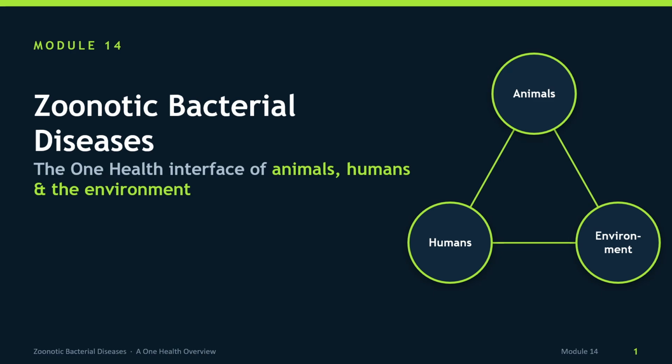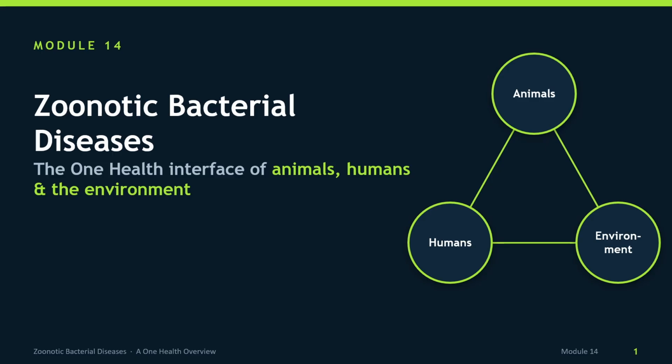Today we're stepping back and looking at the big picture, zoonotic bacterial diseases as a whole. You've seen individual pathogens throughout this series: Salmonella, Brucella, Leptospira, Campylobacter, Coxiella, and more. But zoonoses don't exist in isolation. They sit at the intersection of animals, humans, and the environment.